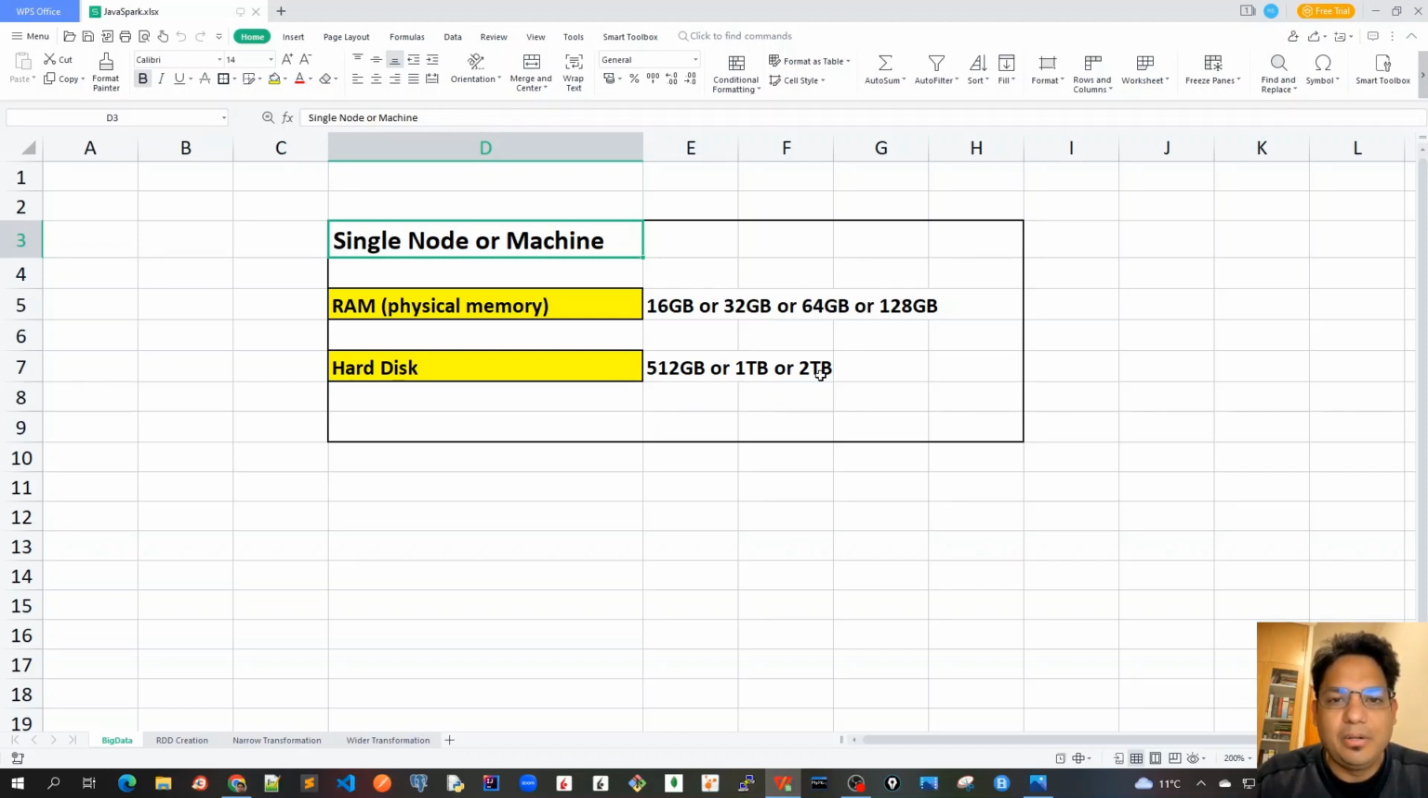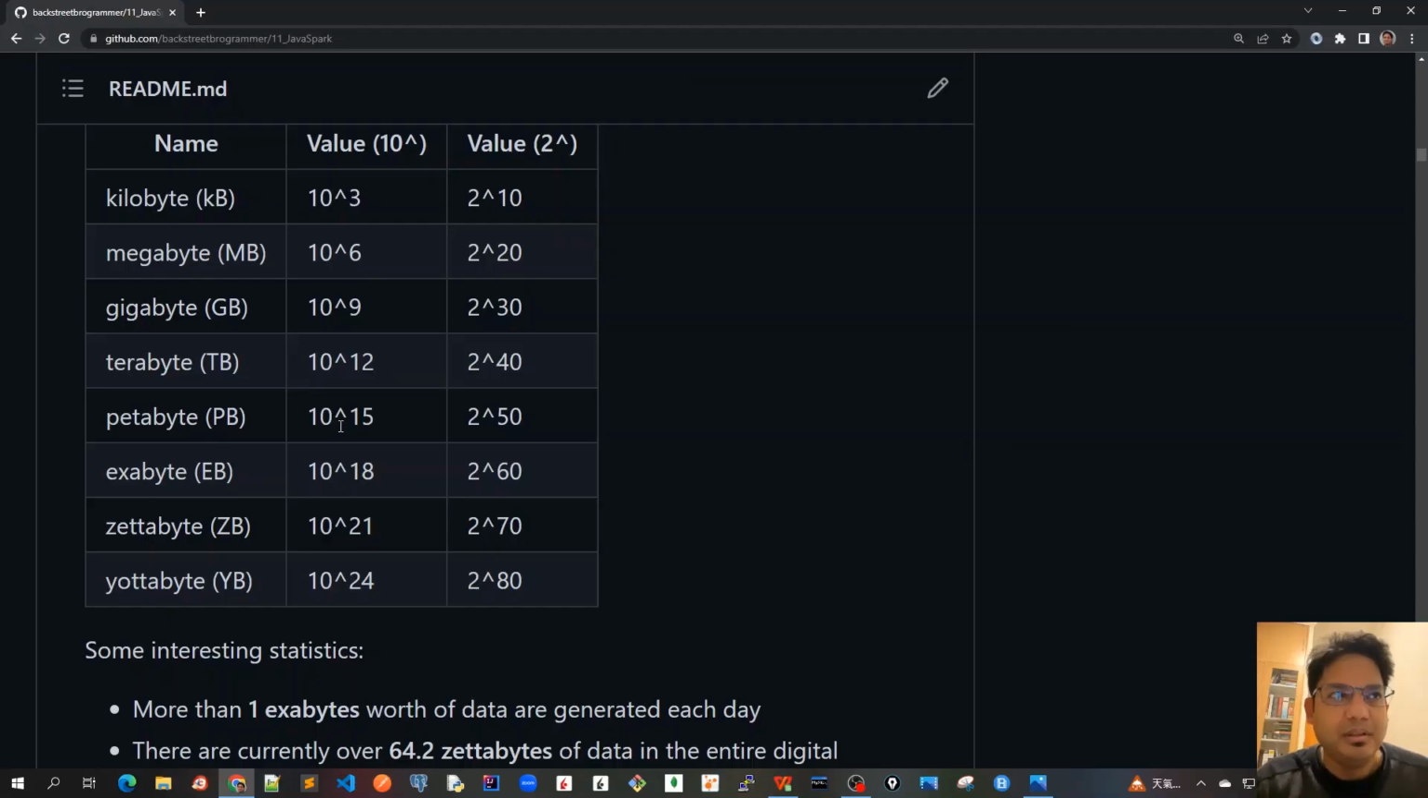But here we are talking about big data in zettabytes or petabytes. It's very, very big data. Just to refresh again, it's not about gigabytes or terabytes, but big data is about zettabytes, which is 10 to the power 21. If we compare it with a terabyte, it's around 7, 8, or 9 powers more than a terabyte.